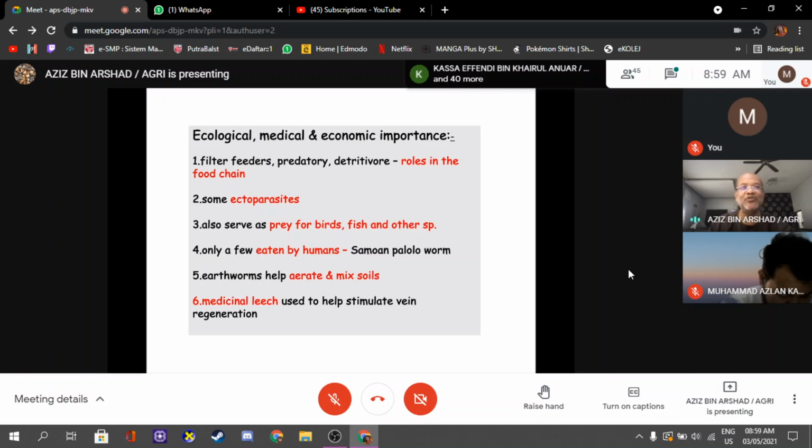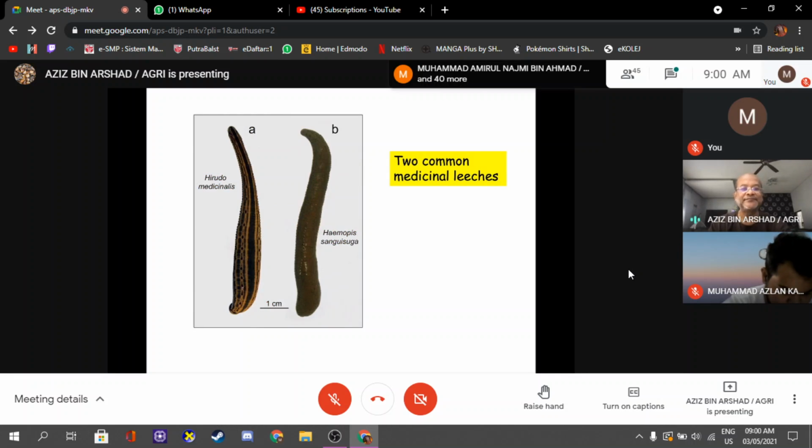As you see, if you go to private practice that uses leeches for medicinal treatment, you can stand the leech on your neck or on your face. It has been reported to be quite effective as well. These are the common medicinal leeches that people use. Hirudo medicinalis, the one that I showed you, is the worldwide common one, and Haemopis sanguisuga. So these are the two that are of medicinal importance.